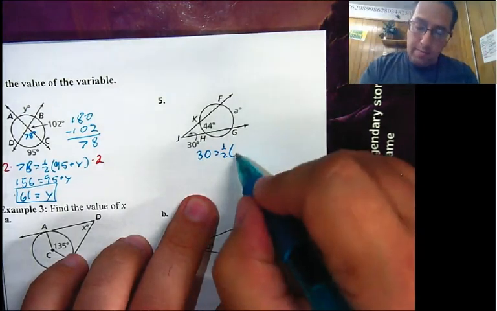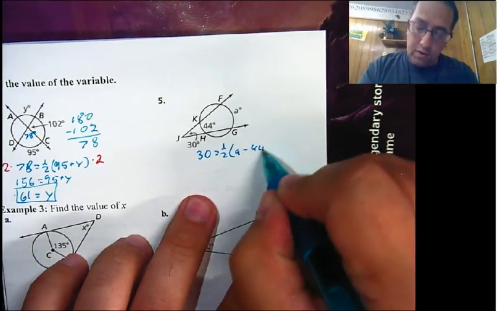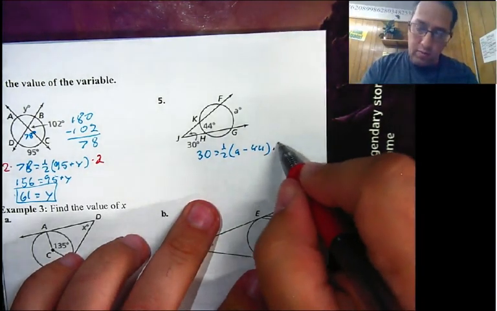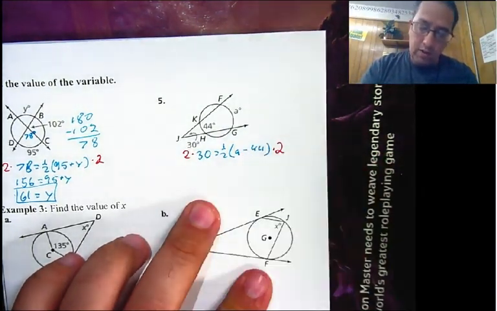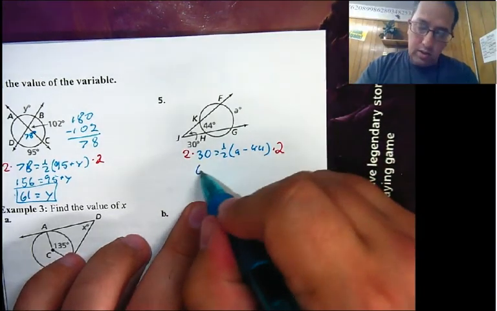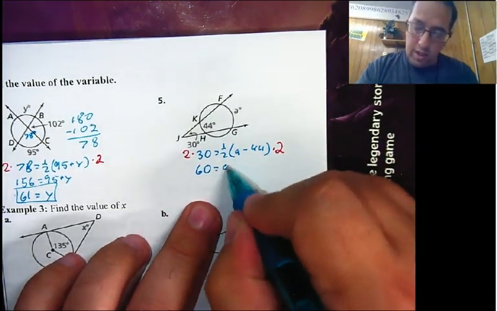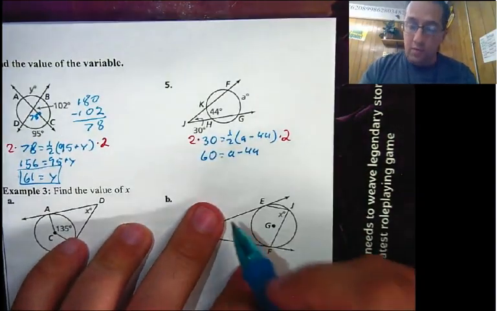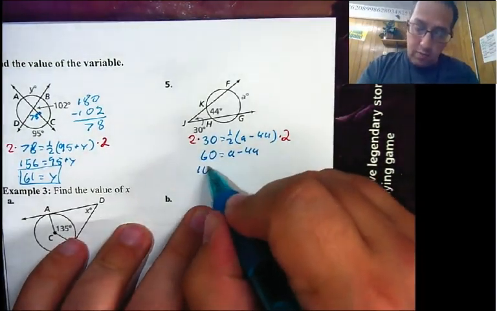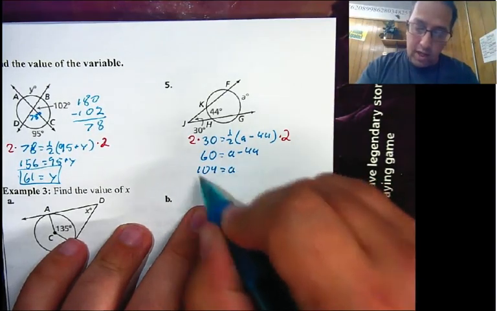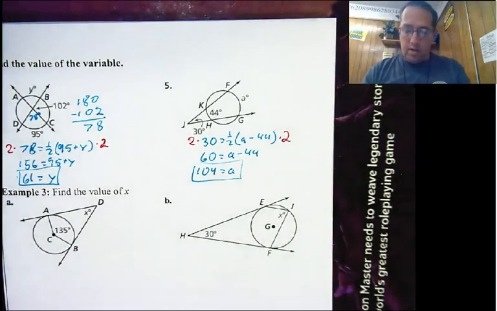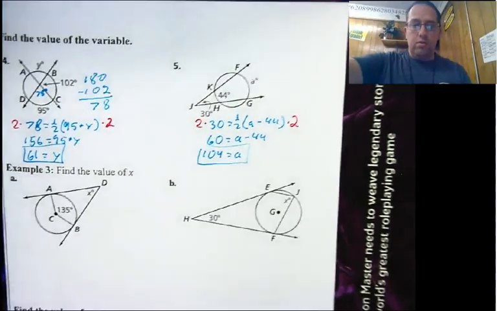So A minus 44. Again, we want to get rid of that 1/2, so we are going to multiply by 2 on both sides of the equation. 60 equals A minus 44. We want to get A by itself, so we add 44 to both sides, and 104 equals A. All right? All right.